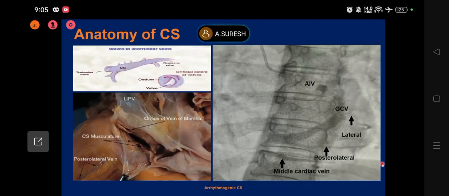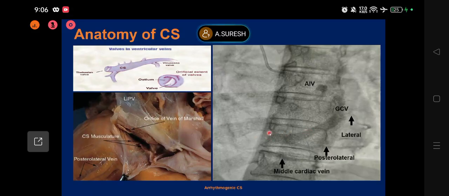So coming to the anatomy of the coronary sinus, you can see here on the right side is the fluoroscopic view in the LAO. This is the coronary sinus. This is the coronary sinus os. There is coronary sinus musculature which extends from the os to the ligament of Marshall up to here. This is the musculature which you can see here, and this is the ligament of Marshall, and all the musculature is arising from the os to the oblique vein of Marshall.